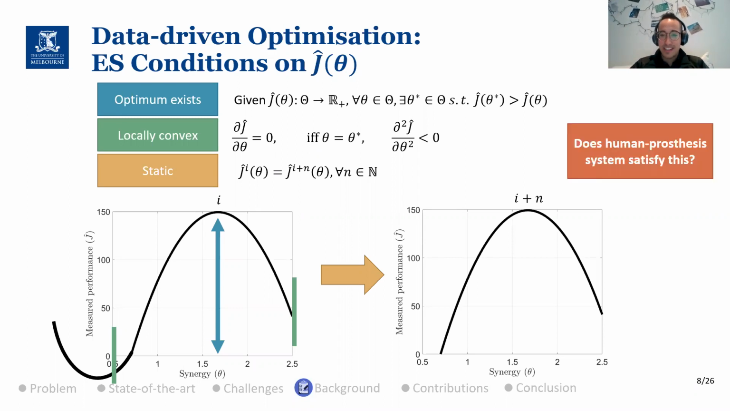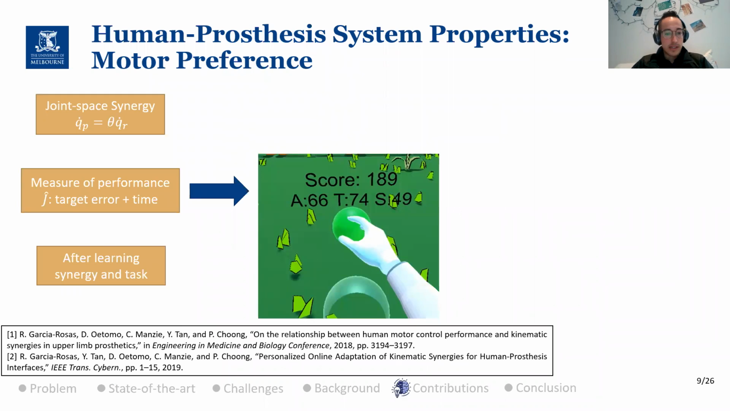Now the big question is, does a human-prosthetic system, does a human even satisfy these conditions? The only way to test this is experimentally. And that's why I introduced the experimental setting. And the way that we tested is we set up a very basic synergy, just a linear coupling between the shoulder velocity and the elbow velocity.